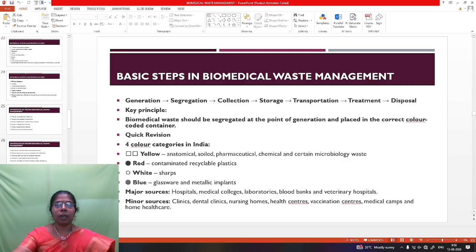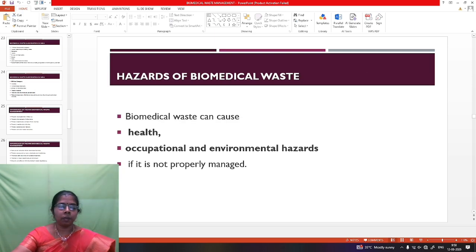Major sources we already discussed: hospitals, medical colleges, laboratories, blood banks and veterinary hospital waste. And minor sources include clinics, dental clinics, nursing homes, health centers, vaccination centers, medical camps and home health care. So this is the sum up of the basic steps in biomedical waste management.